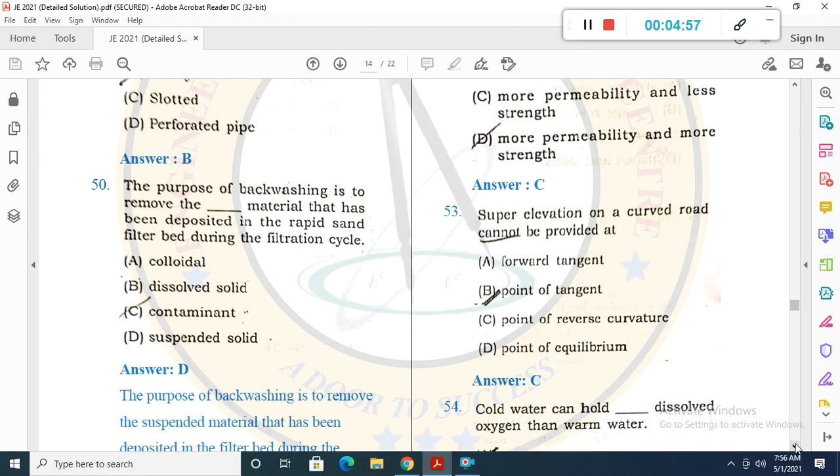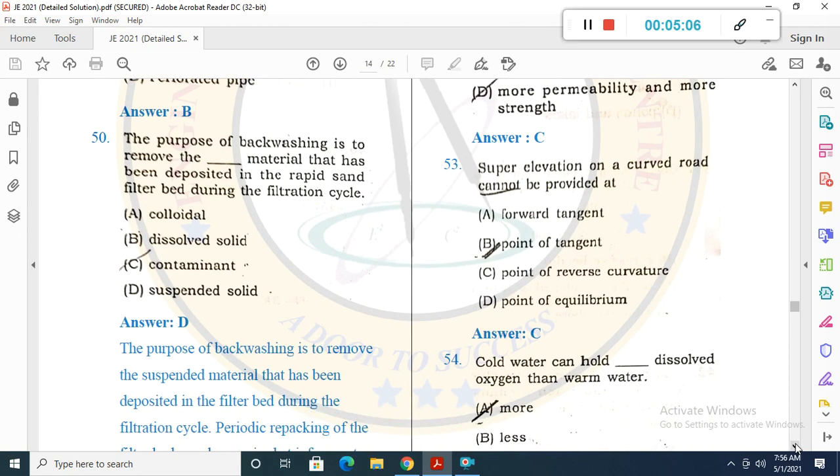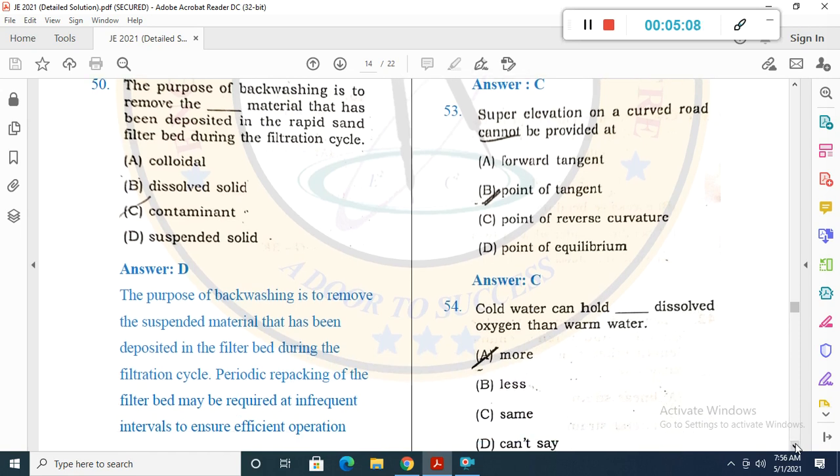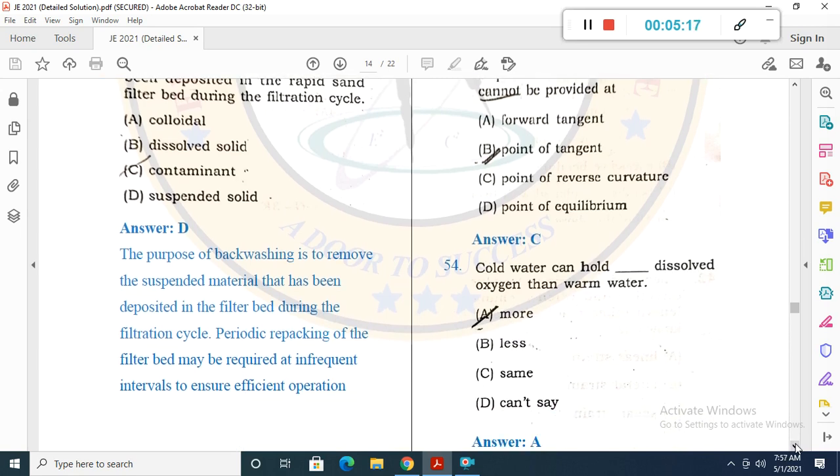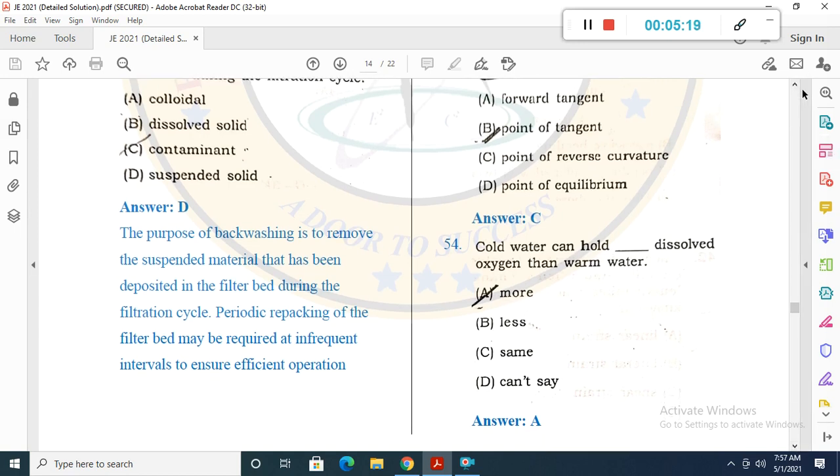Question number 50. The purpose of backwashing is to remove the materials that have been deposited in the rapid sand filter bed during the filtration cycle. So option D is the correct answer, that is suspended solids. The purpose of backwashing is to remove the suspended material that has been deposited in the filter bed during the filtration cycles. Periodic repacking of the filter bed may be required to ensure efficient operation.